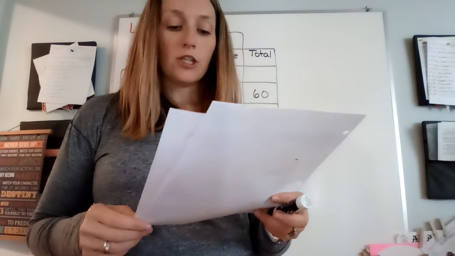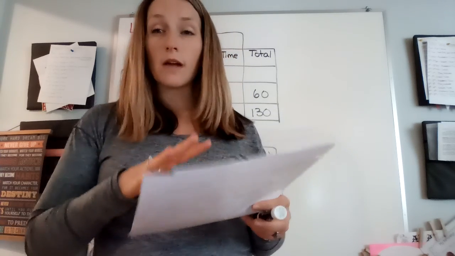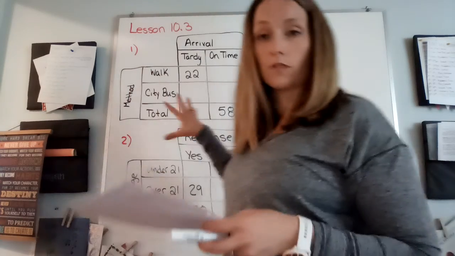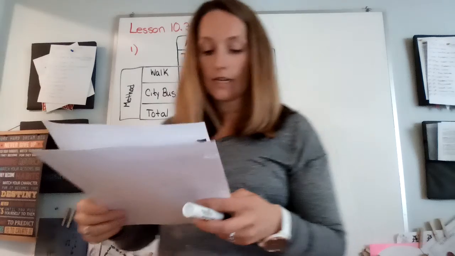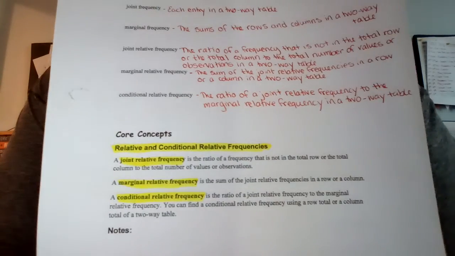And then conditional relative frequency, the ratio of a joint relative frequency to the marginal relative frequencies in a two-way table. So it's a lot of terminology, and understanding the terminology in relation to the two-way table is going to be important, okay? All right, so then what I highlighted is just more of the vocab that we already talked about, okay? So that's there for you.